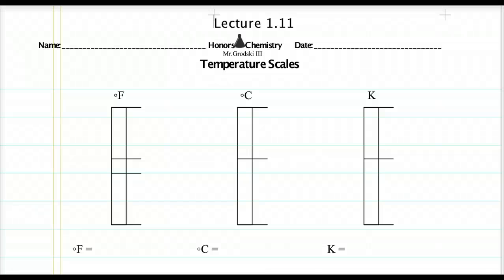Lecture 1.11 is about temperature scales, the history behind them, and the continued discussion regarding measurement of energy through temperature. In any case, we're going to start a discussion with the Fahrenheit scale, the earliest of all the scales, and we're going to talk about its difference in terms of the Celsius and Kelvin.